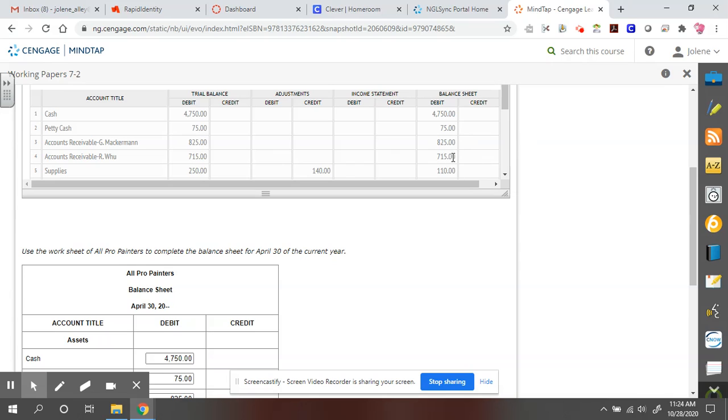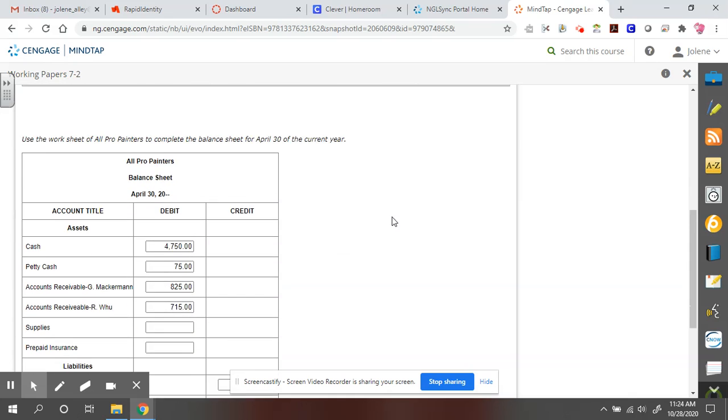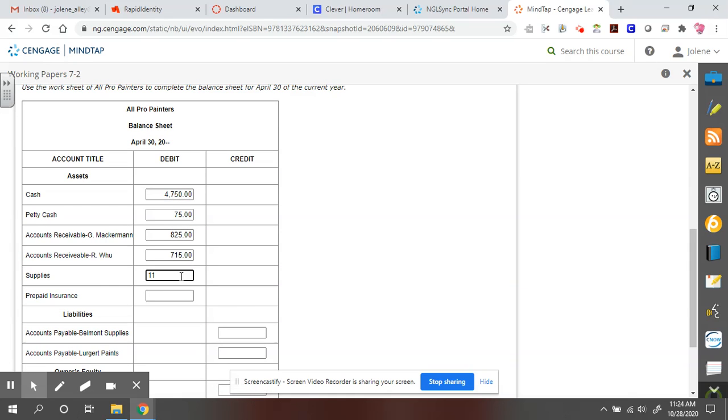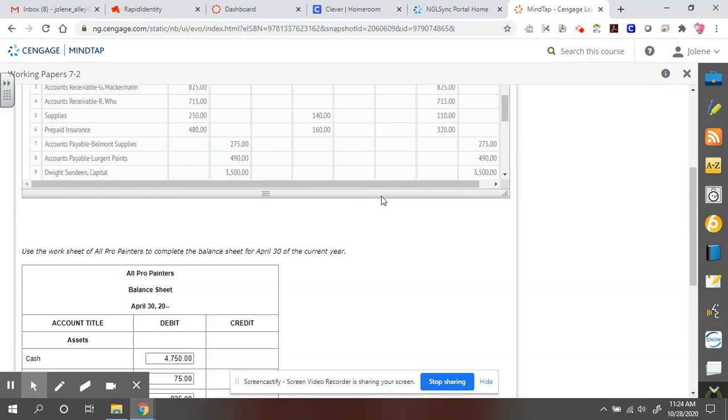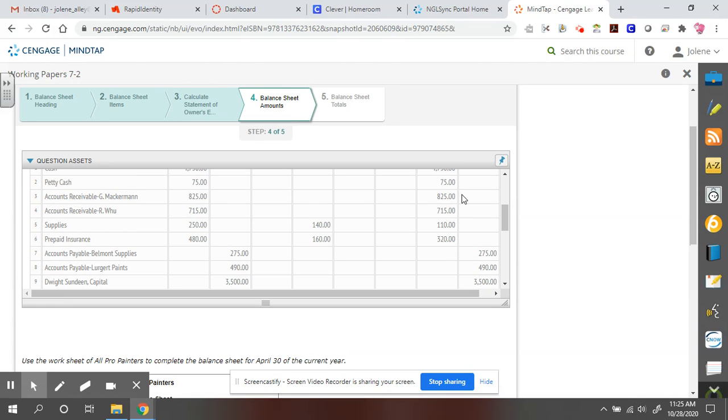Supplies at the end of the month. Remember, it has to be at the end of the month. You can't take the $250. That was the trial balance. You can't take the $140. That's what they used up over the month. You have to take what's at the end of the month. $110. And then prepaid insurance, again, is what's at the end of the month, how much it's worth at the end of the month, $320. Now, I want you to realize, too, here it says the date. What's the balance sheet on this one date? And so that's, again, why we're taking it from the end of the month columns.